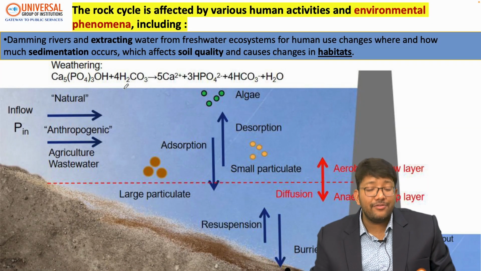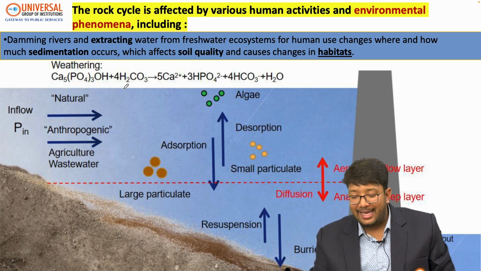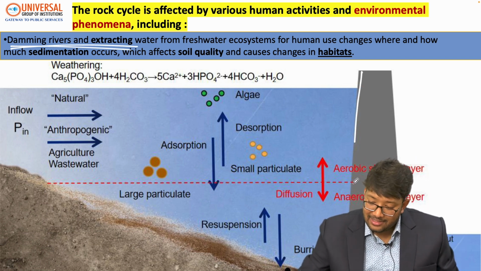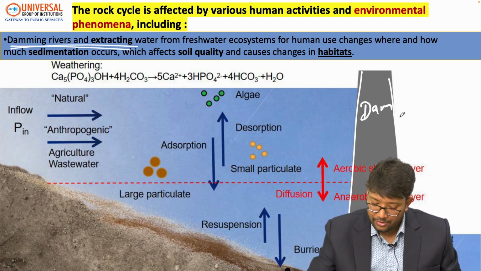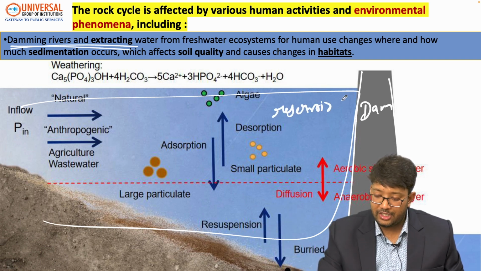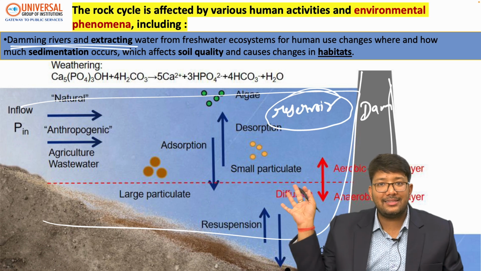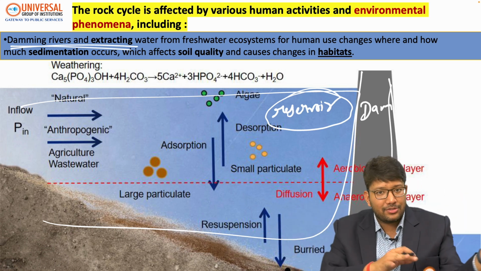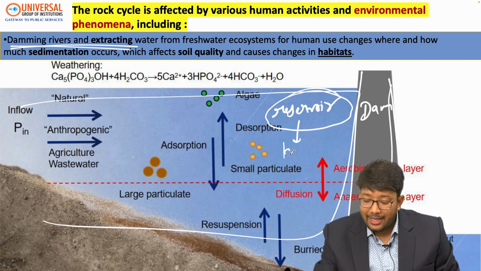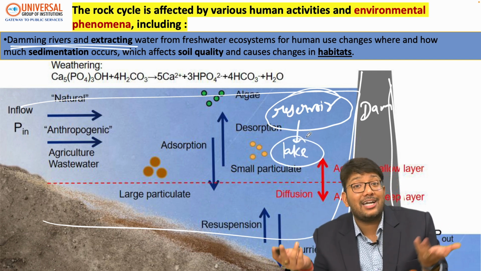Next is damming rivers and extracting water from freshwater ecosystems for human use, which changes where and how much sedimentation occurs, affecting soil quality and causing change in habitat. It means that when we build dams, like this is a dam and this is a reservoir. The reservoir is the water body behind the dam. Some dams are so big that these reservoirs have become artificial lakes.